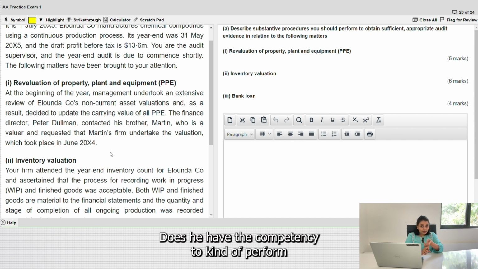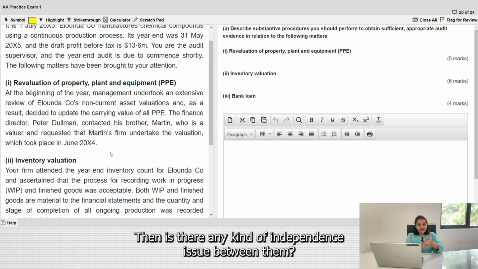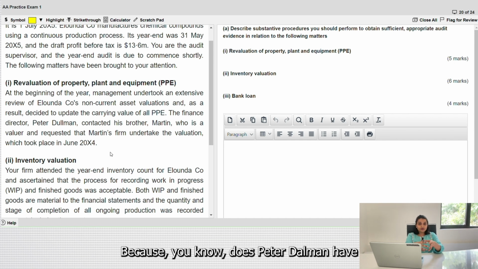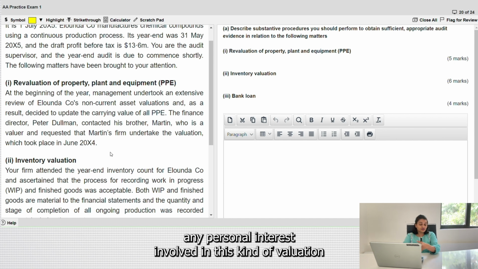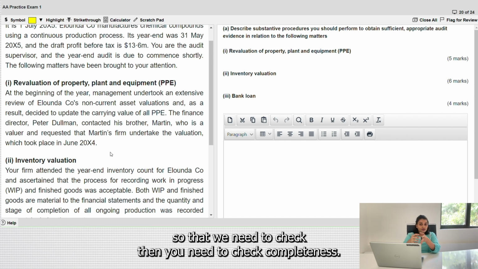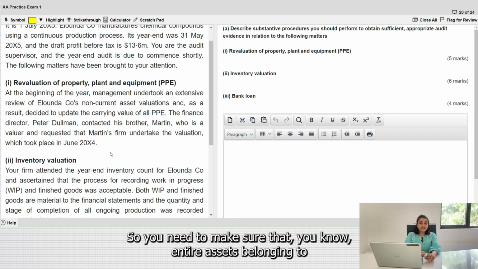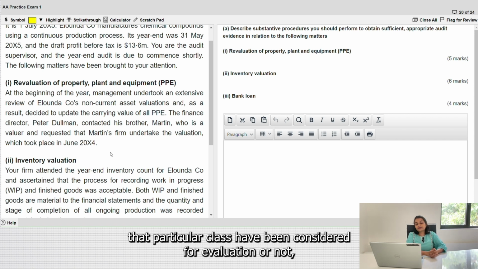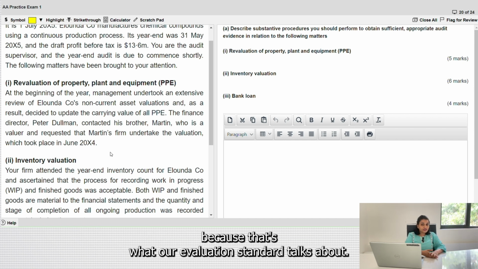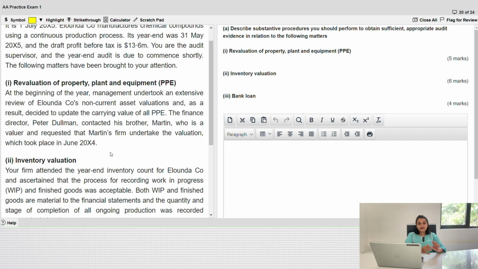Does he have the competency to perform the work, because he is related to the finance director? Then is there any kind of independence issue between them, because does Peter Dullman have any personal interest involved in this valuation? So that we need to check. Then you need to check completeness. You need to make sure that the entire class of assets has been considered for revaluation or not, because that's what our revaluation standard talks about.